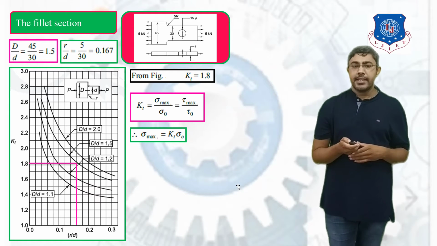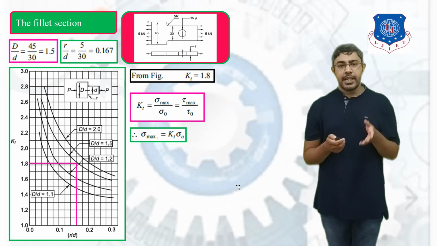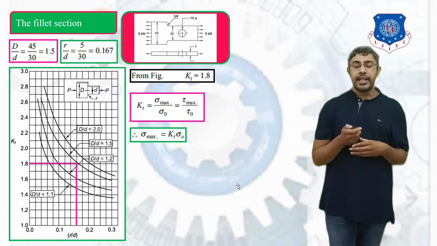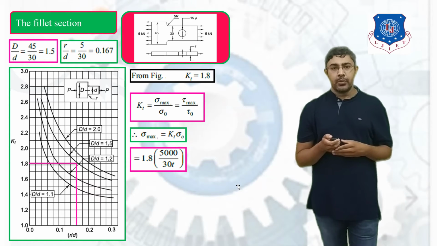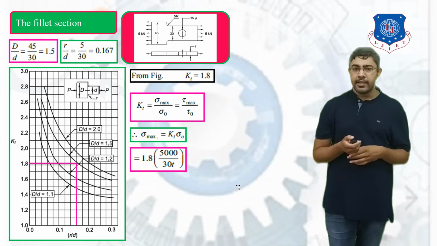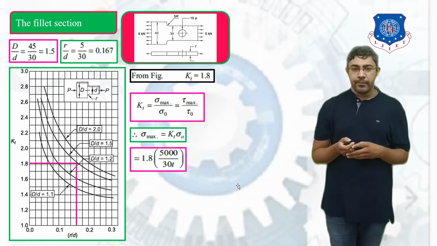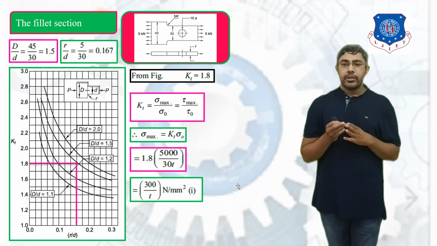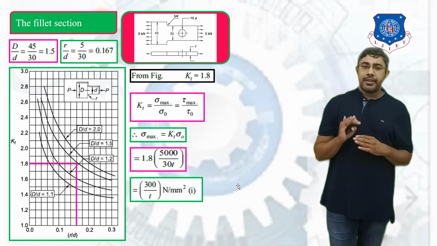Now sigma max is equal to Kt into sigma 0. We have both the values Kt and sigma 0. By placing these values, we get sigma max is equal to 1.8, that is the stress concentration factor for the fillet section, and the sigma 0 value is 5000 divided by 30 into T. If we simplify this, we get sigma max is equal to 300 divided by T Newton per mm square. Give this equation number 1.